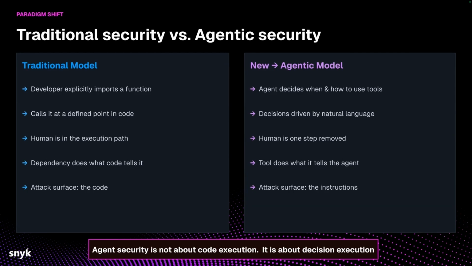Now we do have a new model, the agentic model, because we do have agents that decide when and how to use these tools. And we've seen it with the cursor in Jira, when they're fetching information from Jira or from GitHub. The decisions are driven by natural language. So here we've been using English as our plain language. And the human is one step removed, depending on whether you have this auto-run policy on or off, this YOLO mode on or off. Sometimes you don't have the human oversight in your workflow. And the attack surface now is your instructions. So agent security is not about code execution. Now it's more about decision execution.